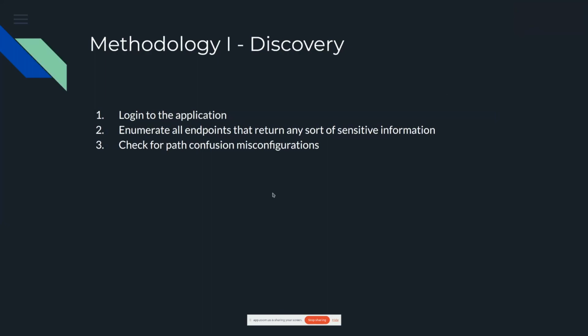Now over to methodology. How do we actually discover this kind of vulnerability? So the first thing you need to do is log into the application. Before you even open Burp Suite, you need to log into the application as a normal user. Once you log in, you have to enumerate all the endpoints that return any sort of sensitive information. As we mentioned earlier, account.php returns sensitive information. So you need to list all the endpoints that return any sort of sensitive information, and you need to check for path configuration misconfiguration. So let's see how this looks in action.